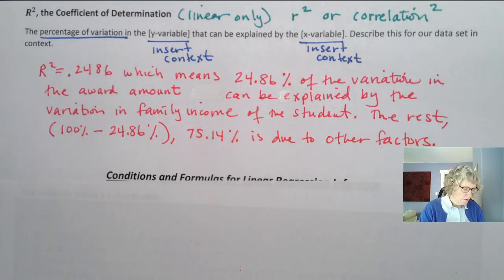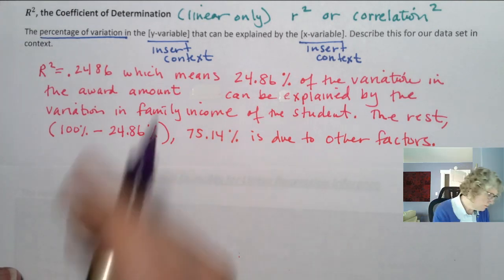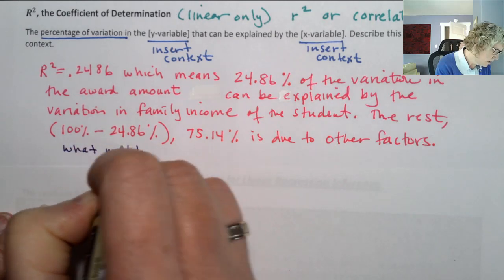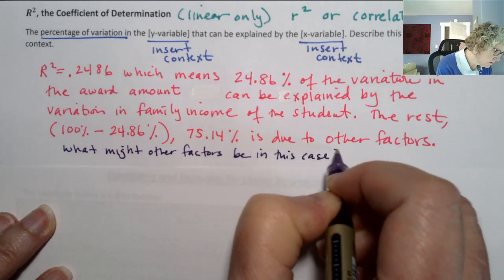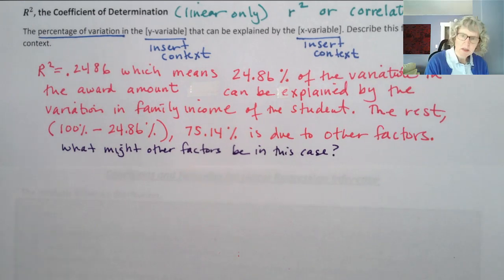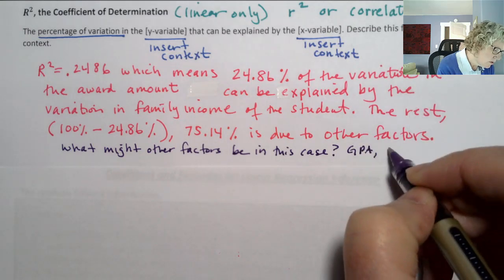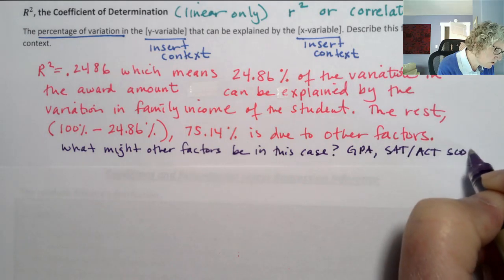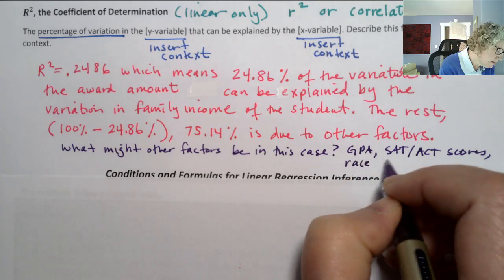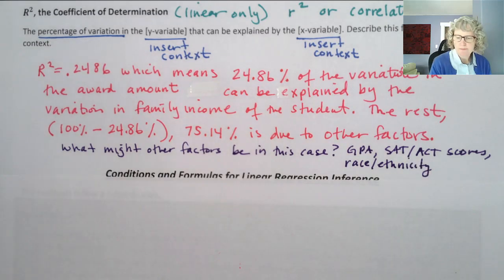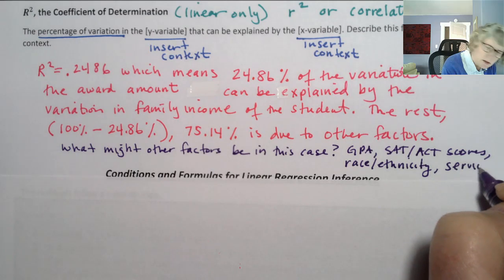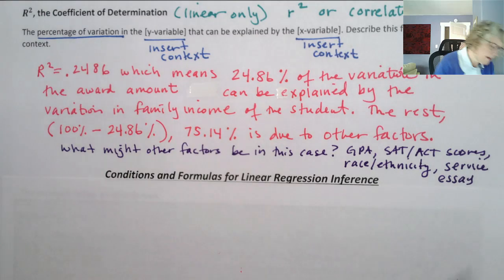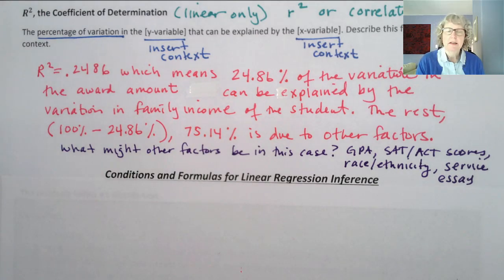Okay, now we might think for a second, what are some other factors that might contribute here? What might other factors be in this case? Or some other things you think universities might take into account. Maybe they're taking into account things like GPA or SAT, ACT scores. Maybe they're taking into account race and ethnicity. So we've already got family income, maybe community service, other volunteer service, maybe someone's essay has an impact on that. So there could be lots of other things that are taken into account for a financial aid award package, okay?